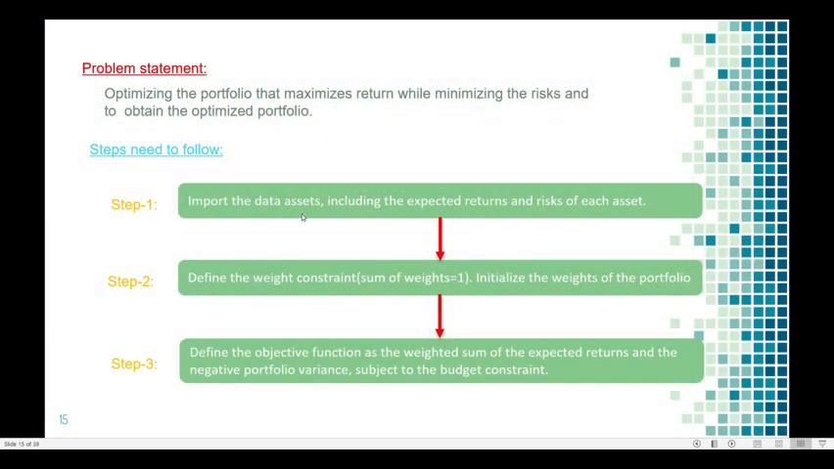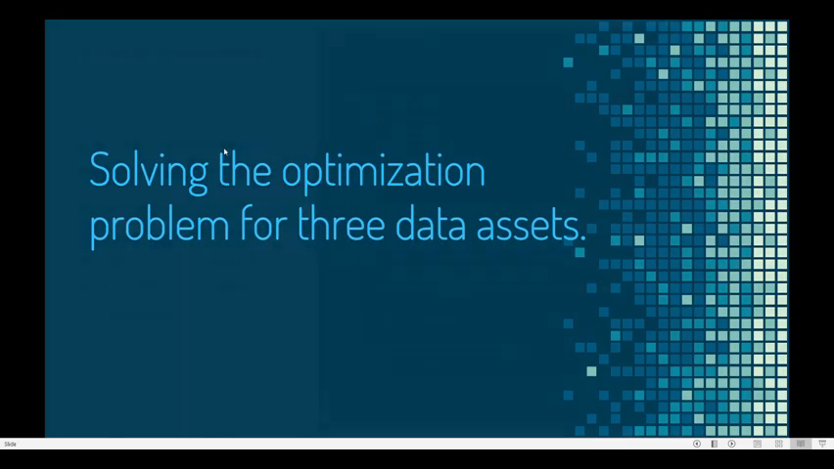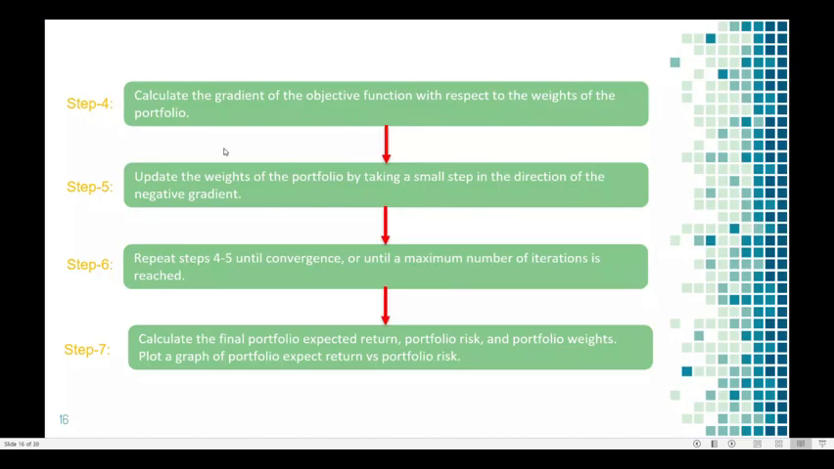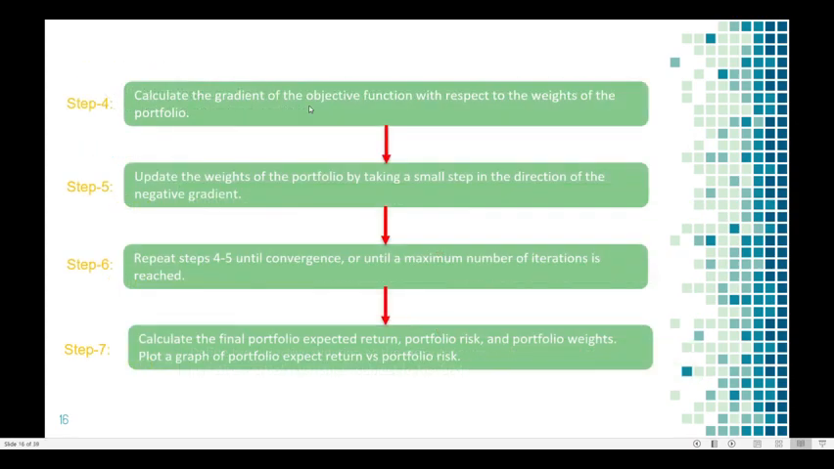First we import the data of the stocks, and then we define the weight constraints, and we define the objective function, returns, and the portfolio variance. Then we calculate the gradient of the objective function, and we update the weight by taking a small step in the direction of the negative gradient, which means opposite to the gradient.